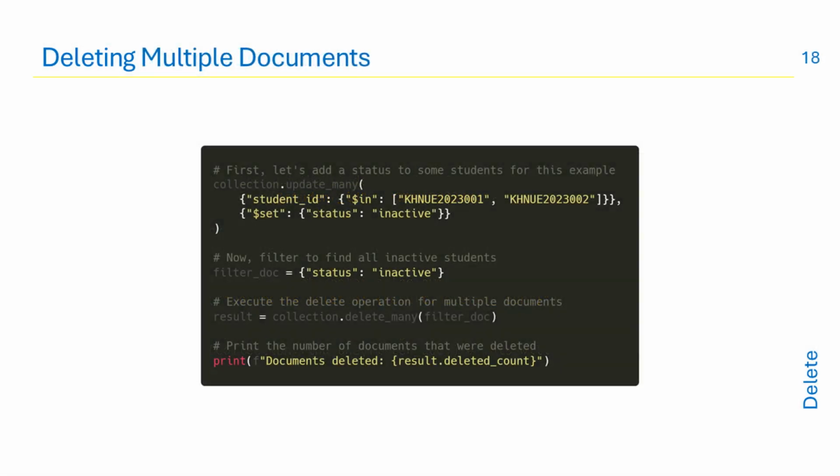The delete many method works similarly to update many. It takes a filter and removes every single document in the collection that matches it. This is incredibly powerful for bulk data removal. To make our example practical, let's first imagine we need to mark a couple of students as inactive. We can do this with update many. Now that we have some data to target, we can proceed with the deletion. Our filter is simple. Status: inactive. When we pass this to delete many, it will find all documents with this field and value and permanently remove them. Again, the deleted count attribute in the result will tell us how many documents were affected.